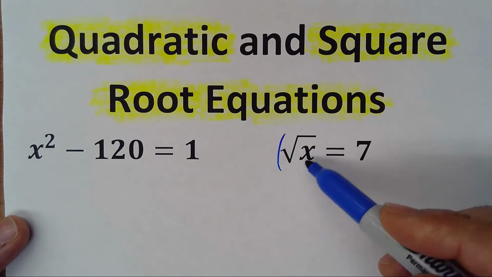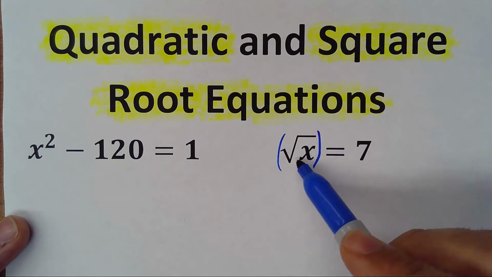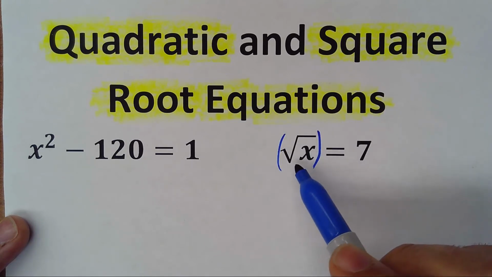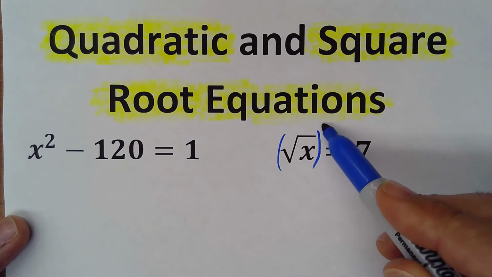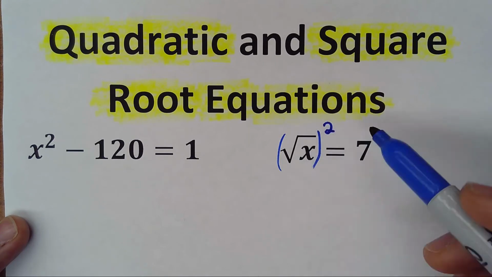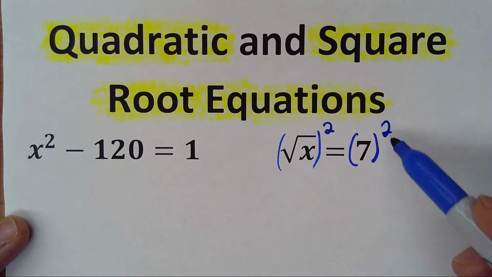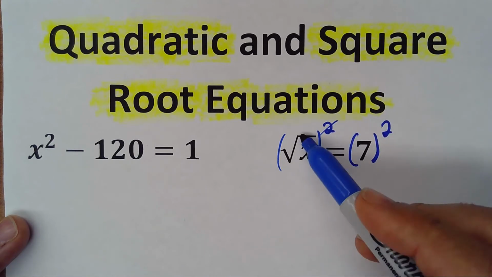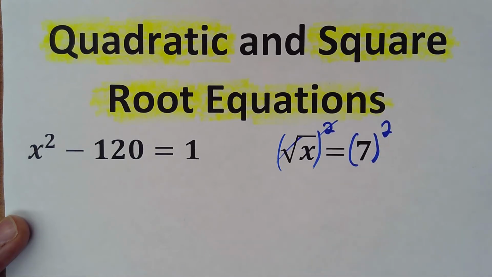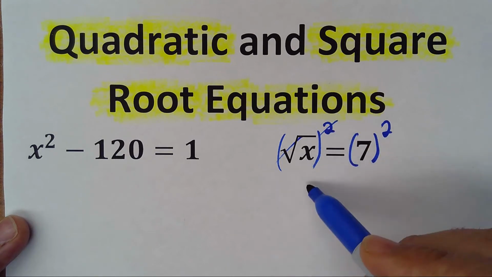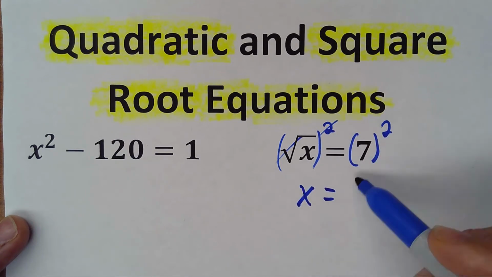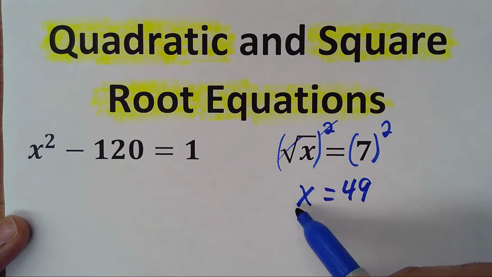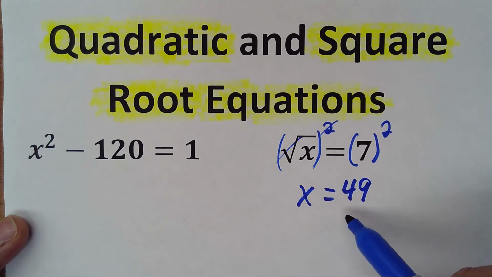The only thing we have to do, because the square root with the variable is already isolated, is square this. And remember, when you square one side you have to square the other side. The square and the root are opposites, so they cancel out, and this will be only x equals 7 squared, which is 49. So the answer is x equals 49.